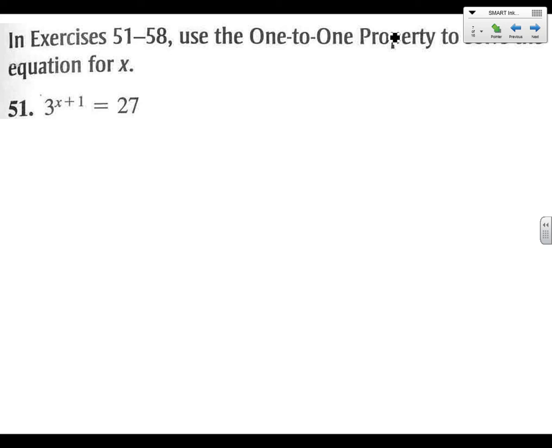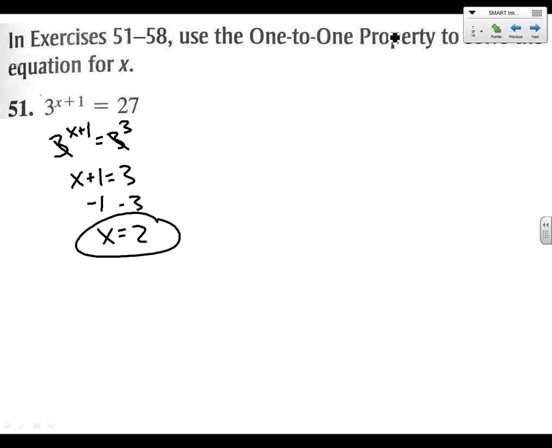All right, if you're here, I'm assuming you're ready to go. Let's get our bases the same. The common base here is going to be 3. 27 is 3 cubed. As soon as we have that, we can cancel our bases and set our powers equal to each other. And so x will equal 2. We can always go back into our original equation and check this. Say 3, plug in 2 for x, and see what we get. 2 plus 1 is 3, so we'll have 3 cubed, and 3 cubed is 27. And so we have checked to make sure that we are correct.